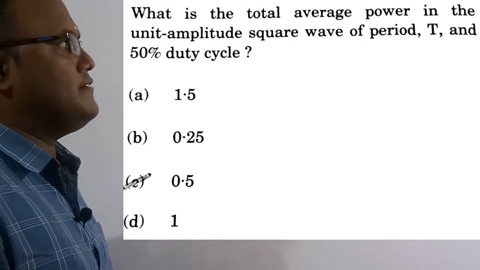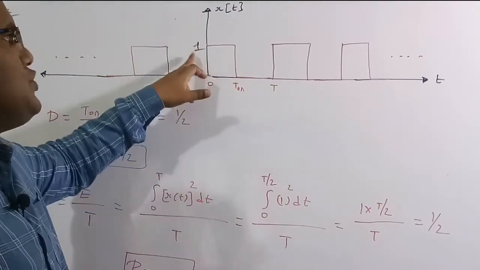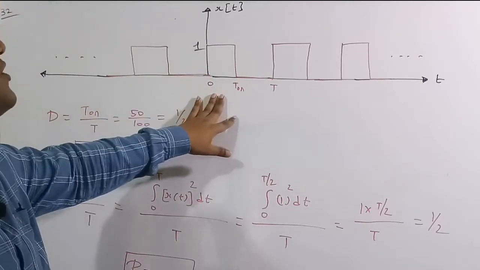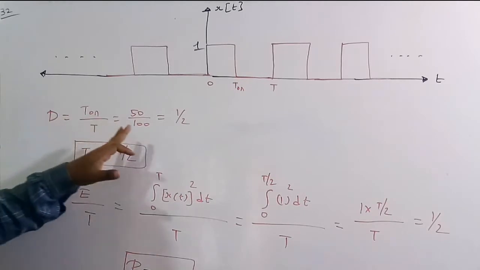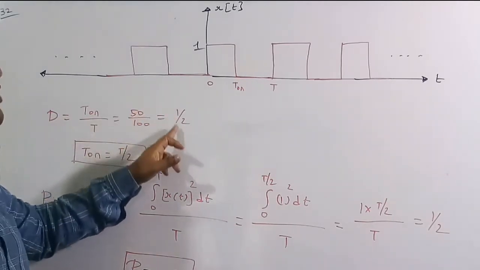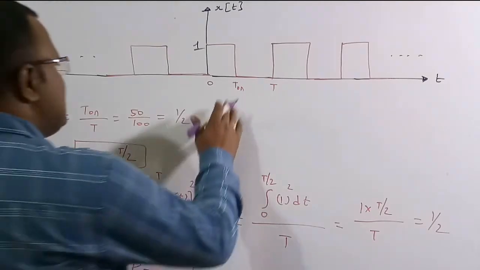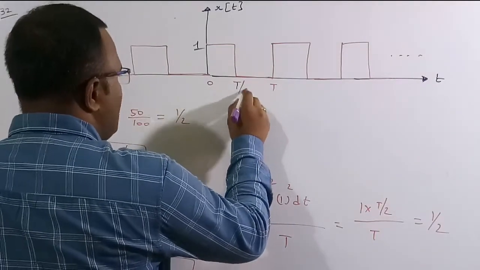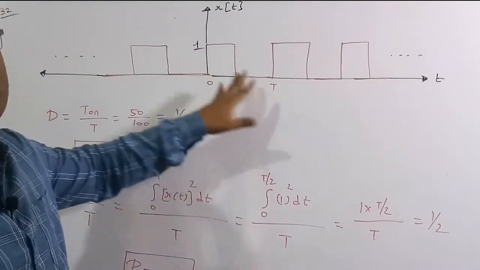So let's solve this numerical. In this question they have given a periodic signal, a square wave of unit amplitude, and also the duty ratio, which is T on by T, which is 50%, meaning 50 by 100, which is 1 by 2. So therefore T on is equal to T by 2. So this is the T on, which is T by 2. For half of the period the value is 1 and for the remaining half period its value is 0.